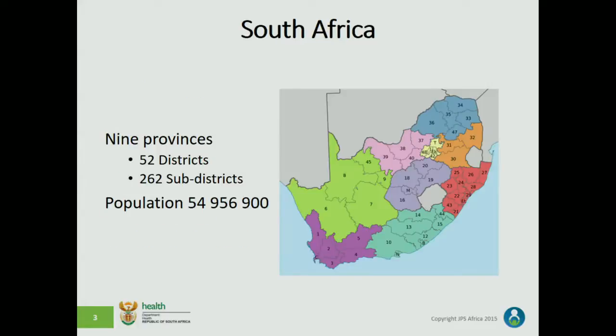Now, I think first of all, I need to say to you that we are an internal partner of the Department of Health, JPS Africa. So all activities that we do are in collaboration with the National Department of Health, and we receive our funding from Global Fund via the Department of Health. Now, South Africa has 9 provinces, 52 districts, and 262 sub-districts with a population of about 55 million people.